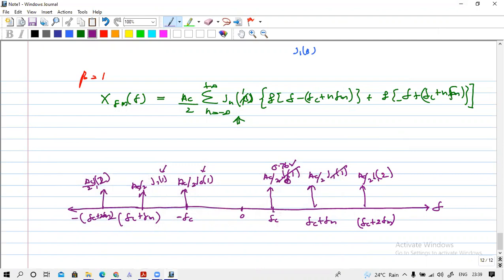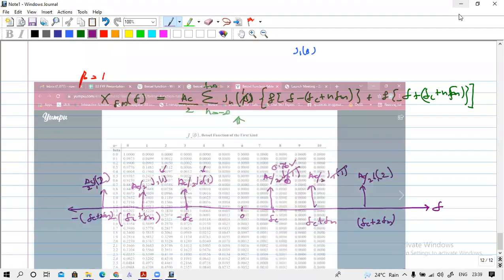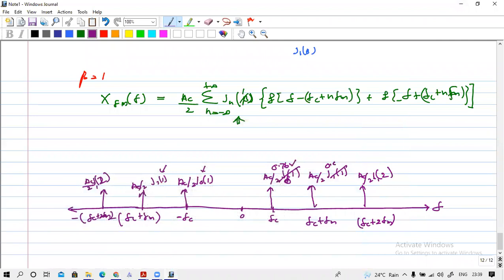And what is this value? J1(1) is 0.44, and J2(1) is 0.11. So here we have 0.44, 0.11, okay. So this one is 0.44, and this J2 is 0.11. And here we have the same value, no? This one is 0.76, and J1(1) is 0.44, and J2 is 0.11, like this, okay.